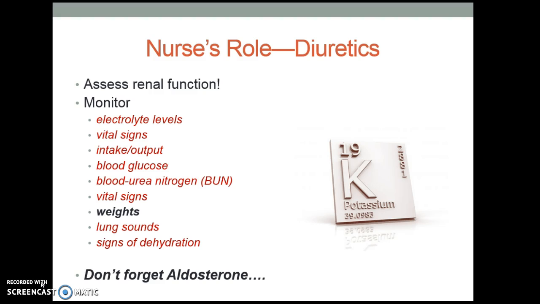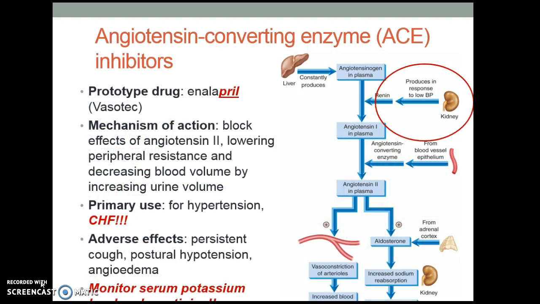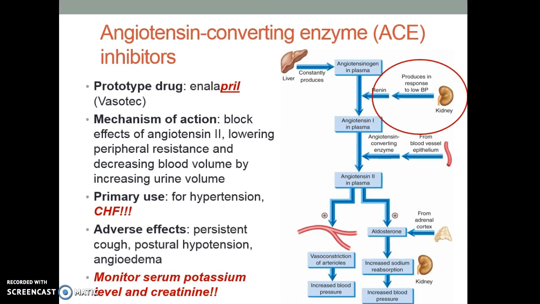Aldosterone, you don't want to forget, and it's coming shortly. So let's get started on ACEs. I don't know that we'll finish it in this video. I may have to continue it in a further video. But ACEs are your renin-angiotensin. They affect your renin-angiotensin-aldosterone system. ACEs are primarily used for hypertension and congestive heart failure.